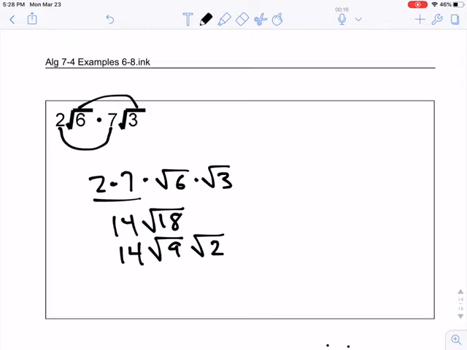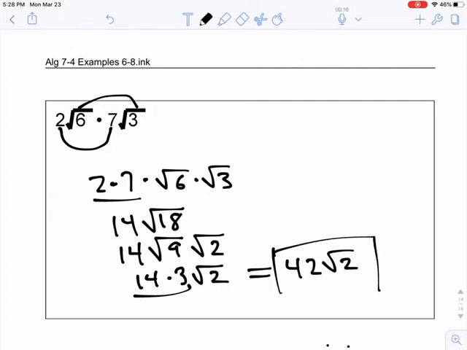No, it's not, because you can take that square root of 18 and you can rewrite it like this. Square root of 9 times the square root of 2, and the square root of 9 is 3. All right, and then you just finish multiplying. 14 times 3 gives you 42 times the square root of 2. And that is your finished answer.